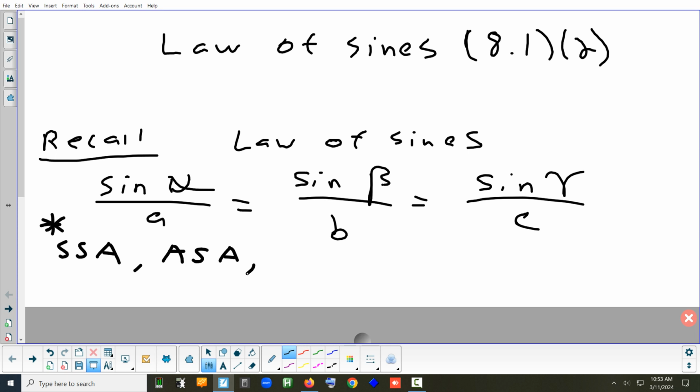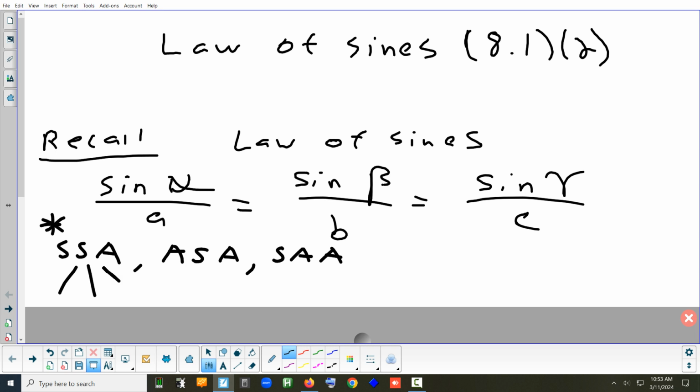I was going to say side and side. No, we'll talk about that one now. That's going to be tomorrow. Anyone know? Side angle, angle. Side angle, angle. Yes. All 3 of those you can use law of sines for. Okay. The second 2 types always have one solution.